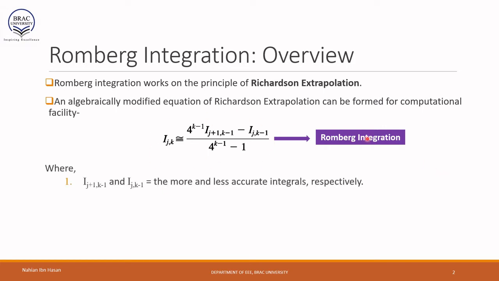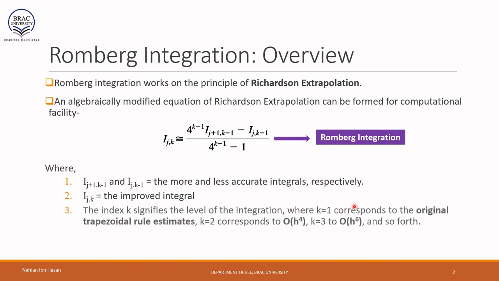Okay. So here the I_{j+1,k-1} and I_{j,k-1}, these two terms in the numerator, denote the more and less accurate integrals. The more accurate one has more segments, and the less accurate one has fewer segments. So these are actually the preliminary results. Also we have the I_{j,k} integral, which is on the left hand side of the equation. This denotes the improved integral using the Richardson extrapolation or Romberg integration, you can say.